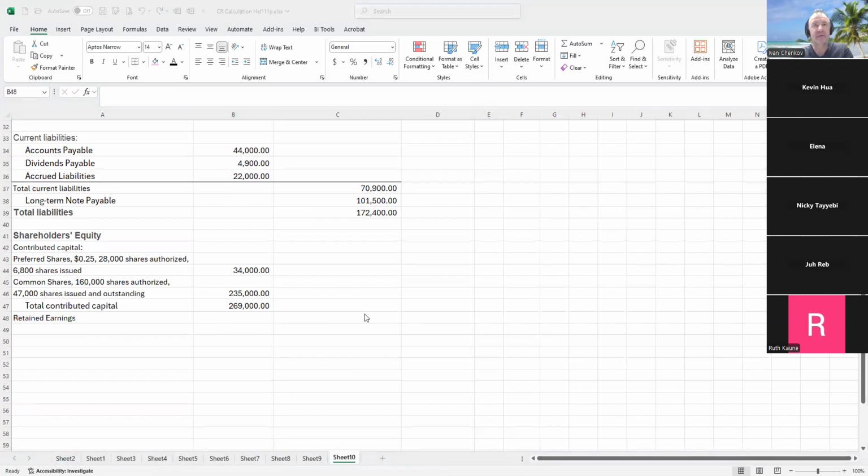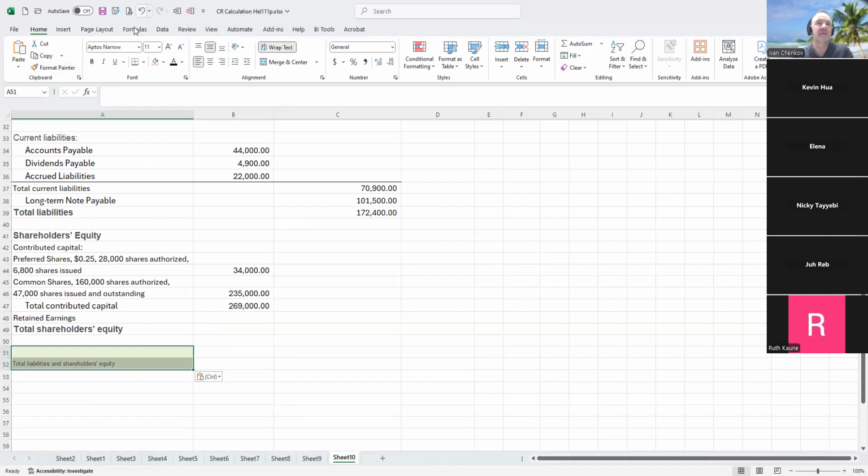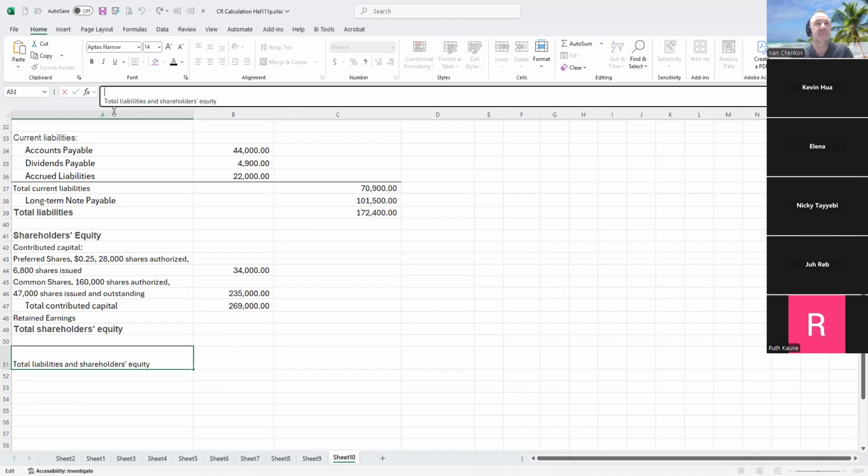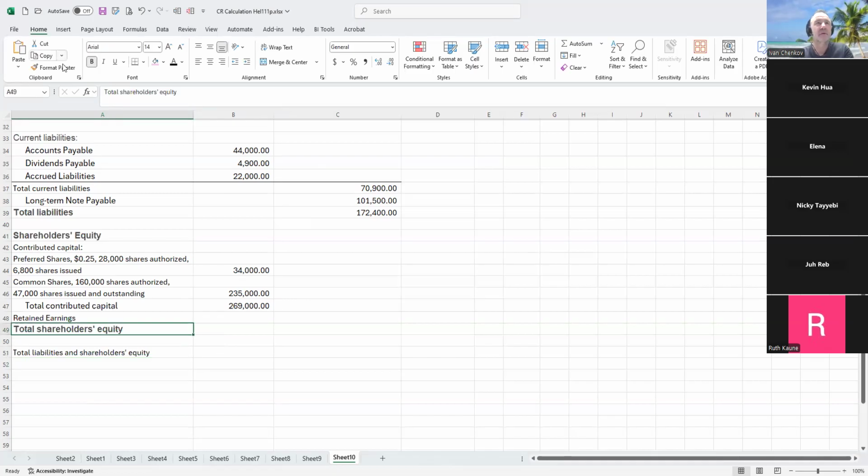And the last one left is the total shareholders equity, which will be coming from this one, and the last line left for the total liabilities and shareholders equity, which will be right here. Not this way, let's go this way. And we'll be done. Now let's balance this one.